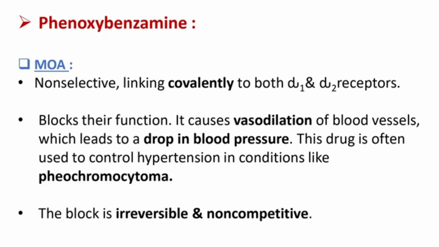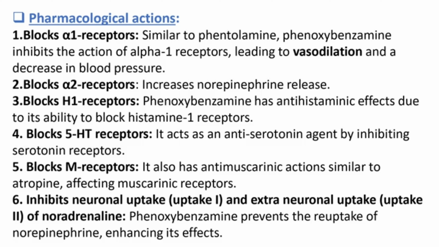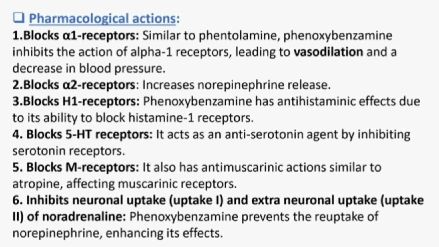Okay. And the next one is what are the pharmacological actions of phenoxybenzamine. The first one is it blocks the alpha 1 receptors. It's similar to phentolamine, one other drug coming under the same classification. Phenoxybenzamine inhibits the action of alpha 1 receptors, and it's leading to vasodilation and decrease in BP. Next one is it also blocks the alpha 2 receptors. That means it increases the norepinephrine release.